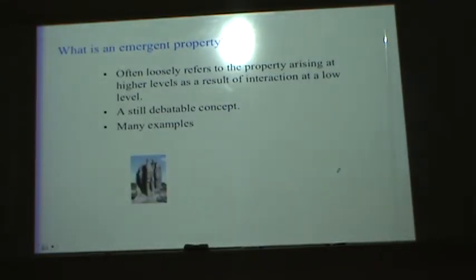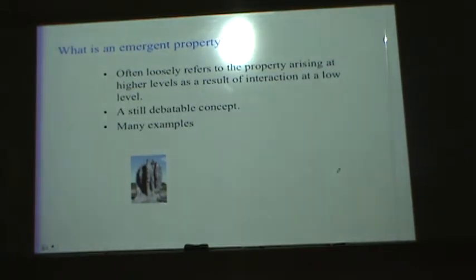For example, a termite castle is an emergent property. You seem to want to say something. I was reading the definition of emergent property. So, yes. Okay, so maybe I'll get it as you continue explaining. So what do you think of that definition?